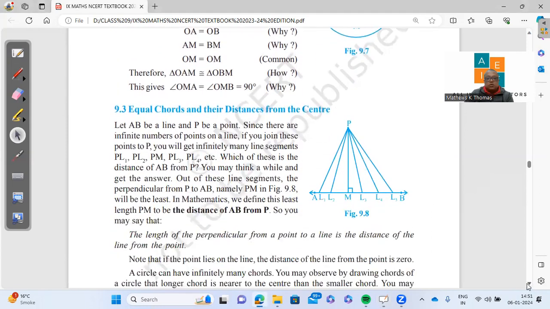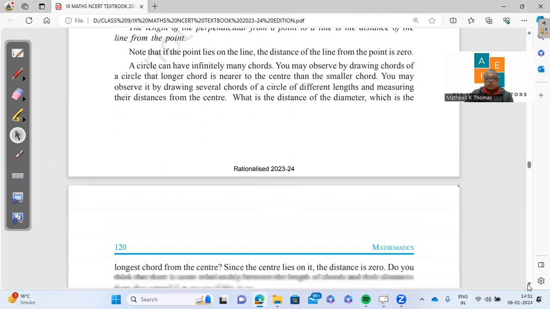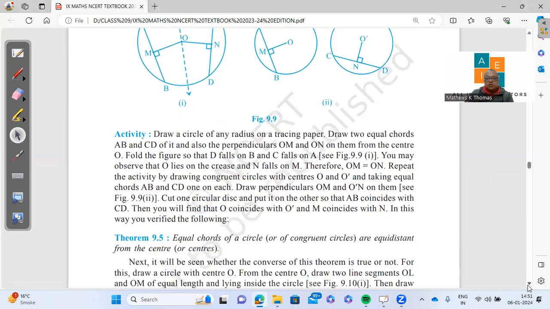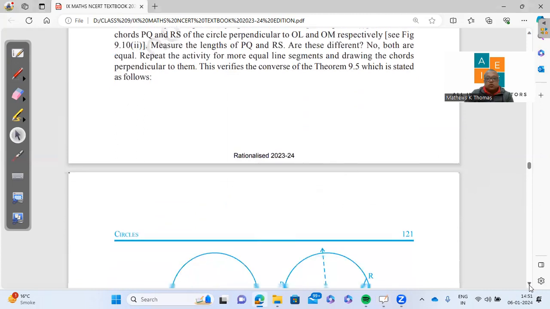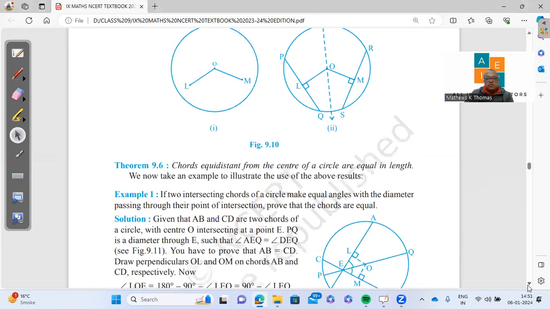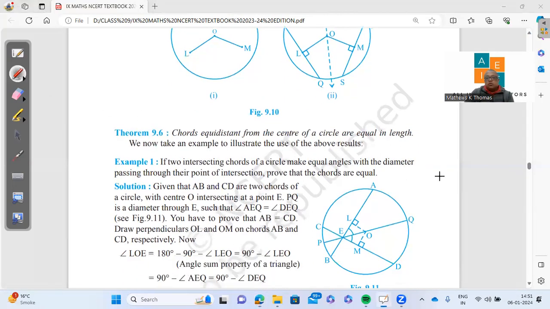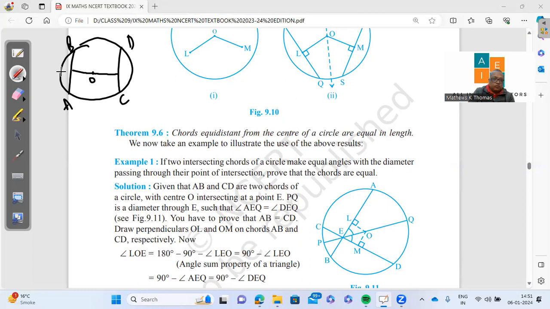Next theorem, equal chords are equidistant from the center. If we have two chords which are equal, then as per the theorem, their lengths will be equal. So here we have equal chords. Let's say we have AB and CD, equal chords, and we have to prove that the distances from the center are equal. So I have to prove that OM equal to ON.